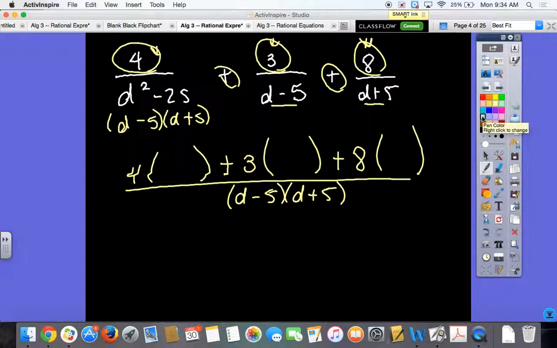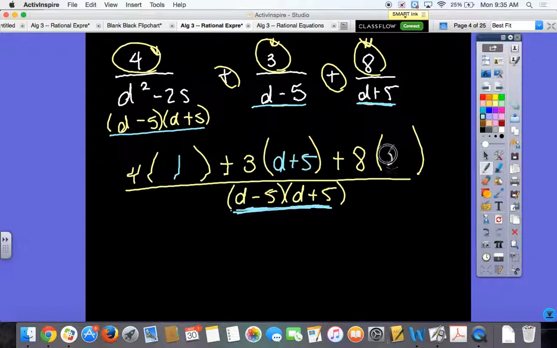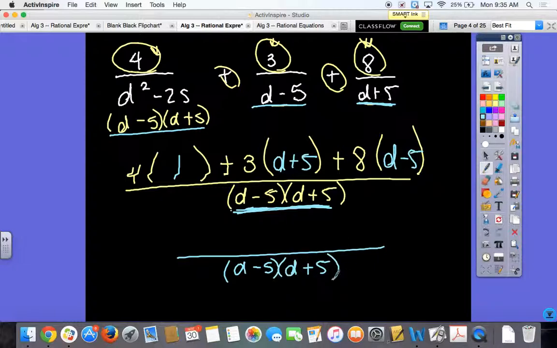Now go through and figure out what you need. Look at this denominator, common denominator. They're the same, so put a 1. This denominator, common denominator. I am missing a d plus 5. This denominator, common denominator. I'm missing a d minus 5. All right? Now multiply the top out. Leave the bottom alone. Now, don't get lazy and not write the bottom. If you do that, you're going to mess up your problem. So it's going to eat up your paper, but you're going to have to write it anyway.